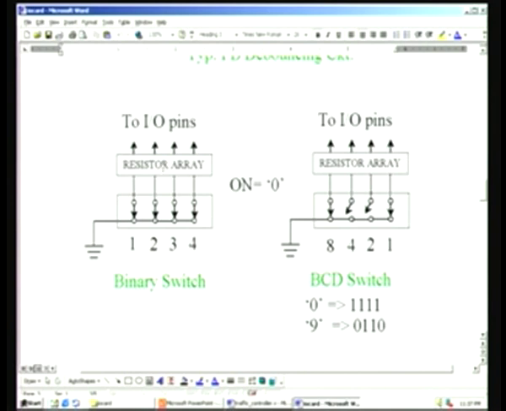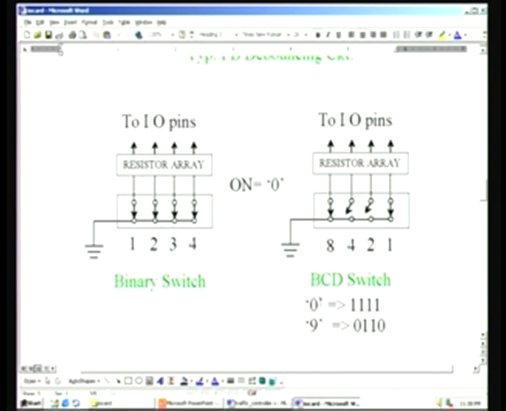In fact, this resistor array and this are the same, because all the switches are in parallel, and turning on a particular input switch will return it to 0, for obvious reasons. So it is grounded here, and this will be pulled low, and this is how you make a binary setting. A BCD switch is also similar to that, except that some inversion is involved.